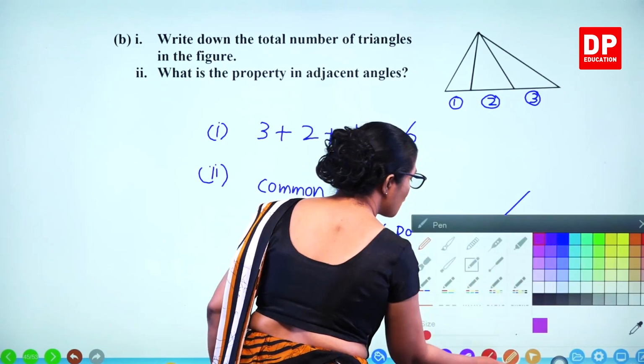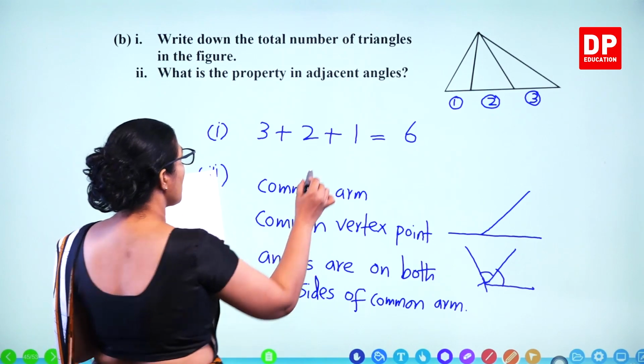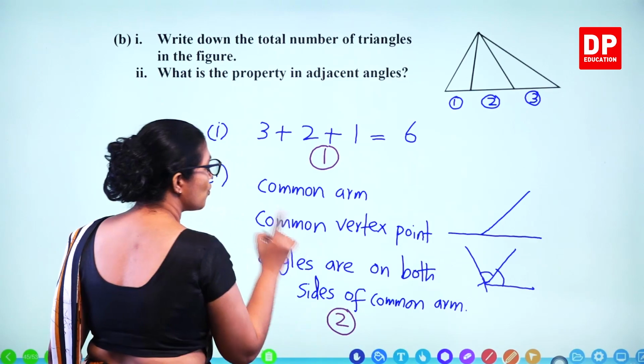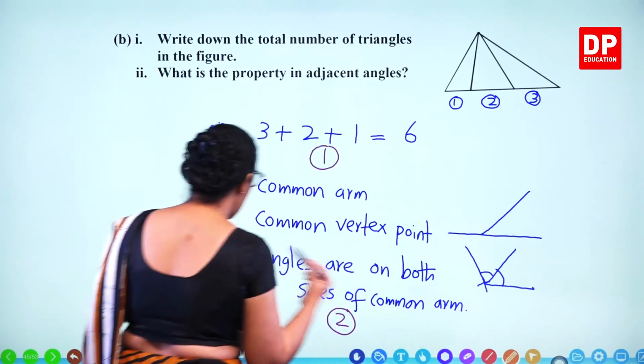So how many marks for this part? You are getting 1 here and 2. So 3 marks. So 5 plus 3, 8. Let's take the last part.